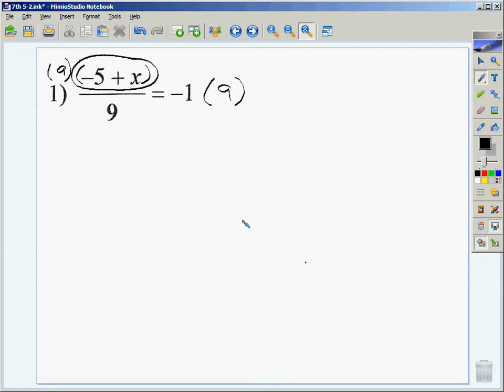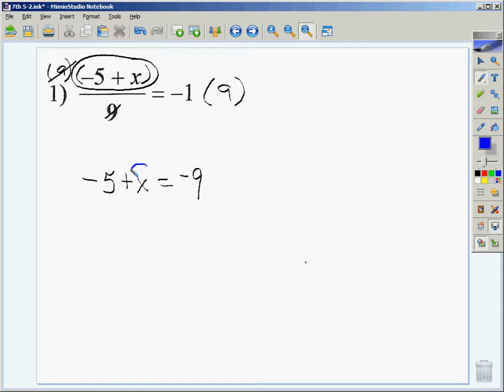The first thing we're going to do is multiply both sides by 9. What's going to happen to the 9s on the left? They're going to cancel out. It's going to leave me a negative 5 plus x equals negative 1 times 9, which is a negative 9.